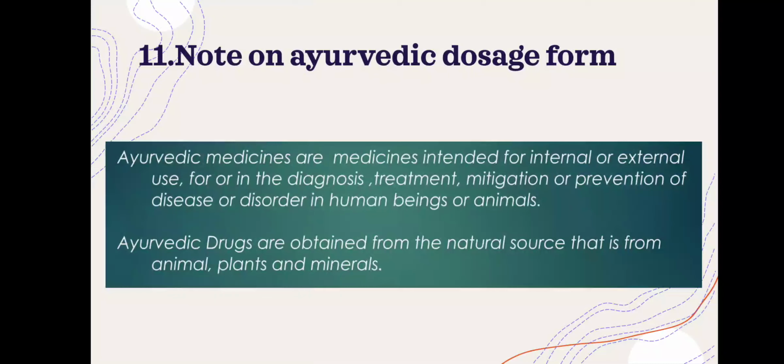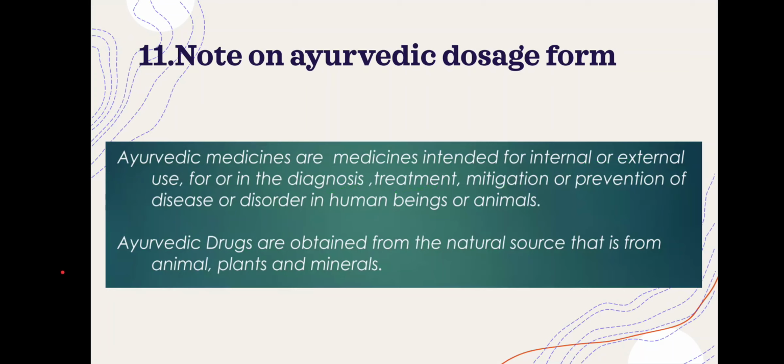See, Ayurvedic medicines are the medicines intended for internal or external use, in the diagnosis, treatment, mitigation or prevention of disease or disorder in human beings or animals. Means these are the type of medicines. Why are they used? Either for internal use or external use, or also for mitigation, prevention and diagnosis purposes. Are you getting? Yeah.